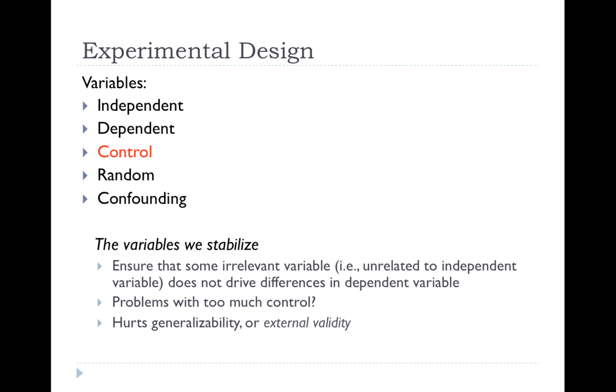We do want to have control over the variables that we're manipulating, our independent variable, and we want to control the setting to make sure that everybody experiences the same thing while they're in the study. But you also have to keep in mind that if it's too artificial, right, it usually hurts generalizability because it's not like the real world.